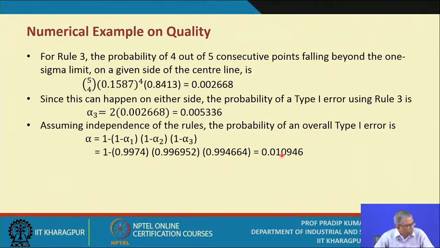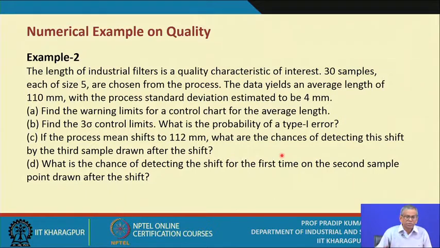So if you have this high probability of making type 1 error, then when we talk about online real-time control of the process, the entire system of control may become very unproductive. Now let us talk about the next example.